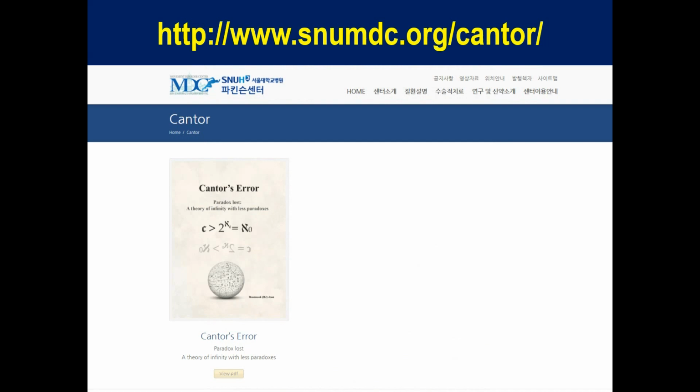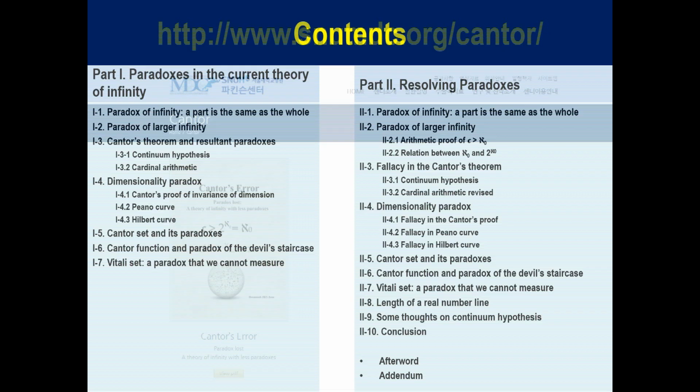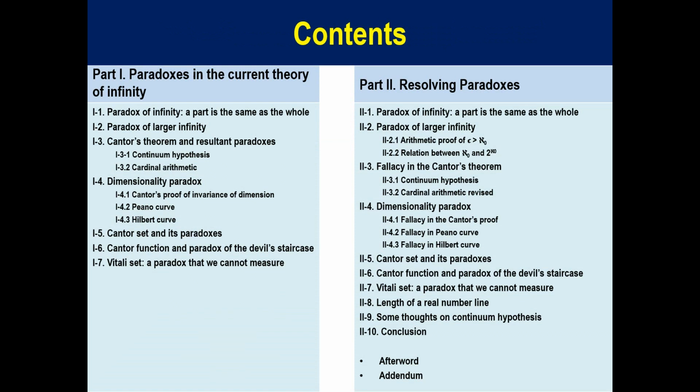You can download the book from this site, and I hope you read the book before watching this video. The book is divided into two parts. Part 1 discusses paradoxes present in the current theory of infinity, and Part 2 discusses how fallacies in reasoning led to those paradoxes, and the book will rectify those counterintuitive paradoxes.